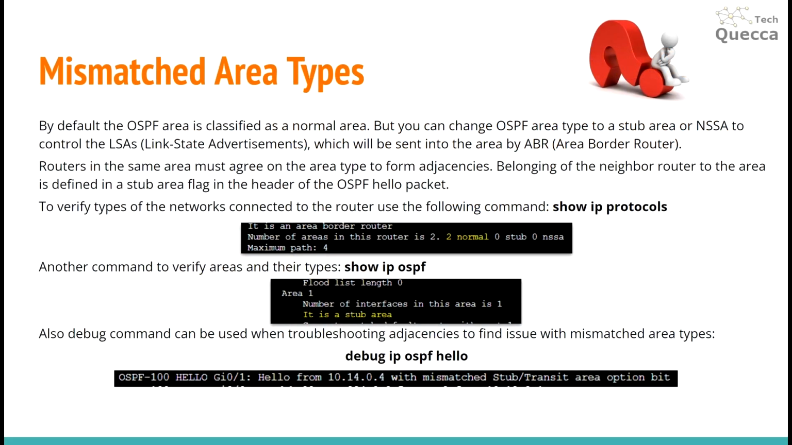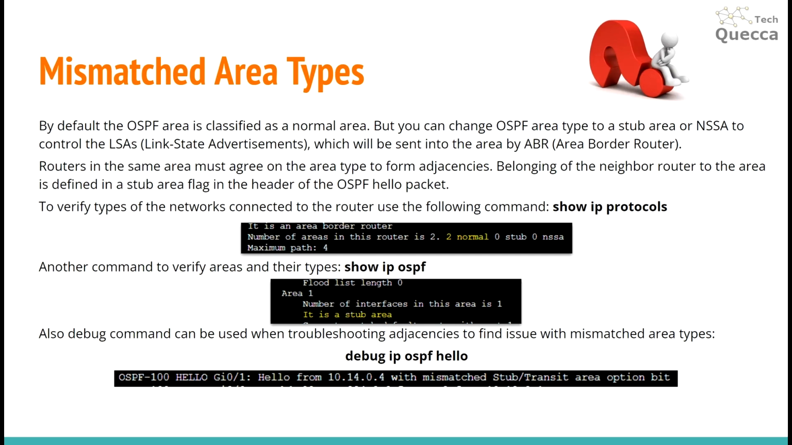Mismatched area types. By default, the OSPF area is classified as a normal area, but you can change it. You can change the OSPF area type to a stub area or not-so-stubby area to control the link state advertisements which will be sent into the area by an area border router. Routers in the same area must agree on the type of the area to form adjacencies.